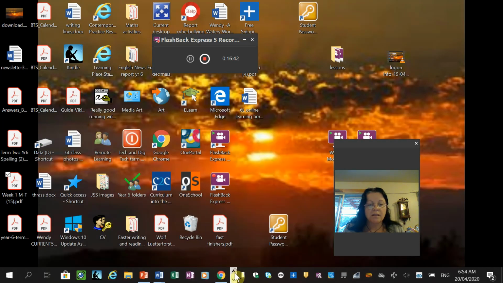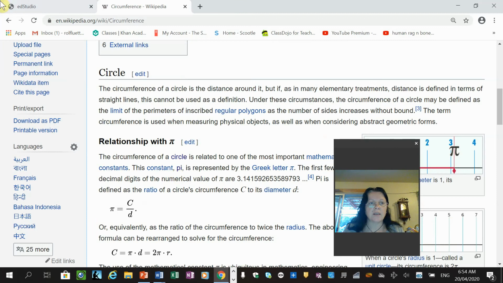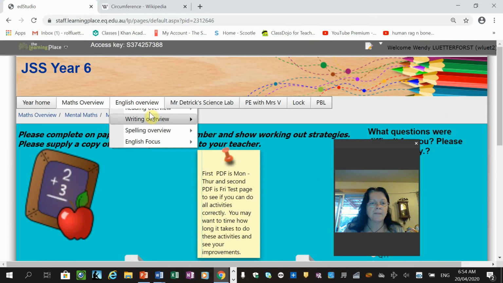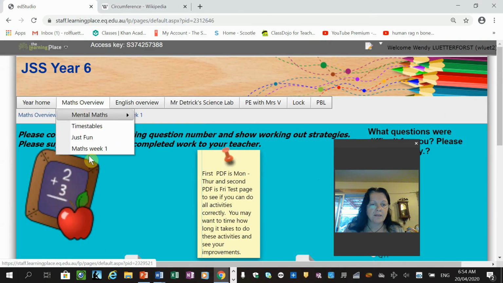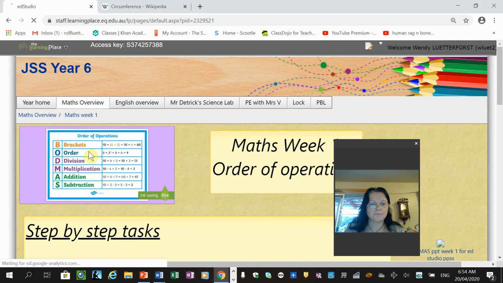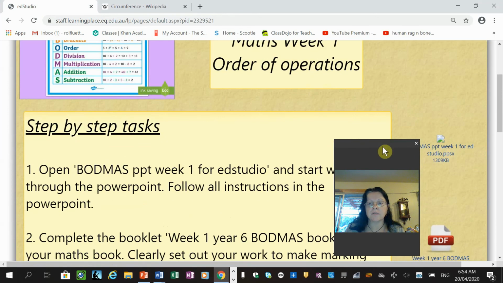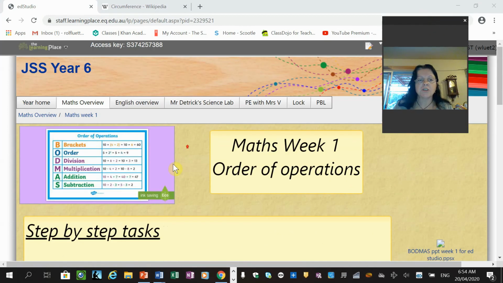Okay, so if we jump back into Ed Studio and have a look at the actual lesson. We go down to Maths Week 1 and click on that. We're doing BODMAS, which is an order of operation. Normally with a linear or vertical equation we would start on the left and go all the way to the right, but we can't do that because the answer is not going to be correct. So we have to have a rule for how we're going to do it. It's BODMAS, so we look at the brackets first.